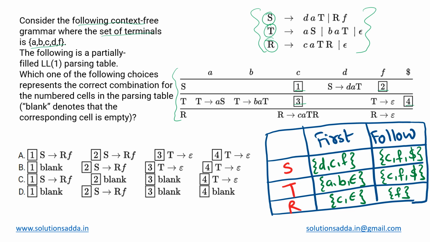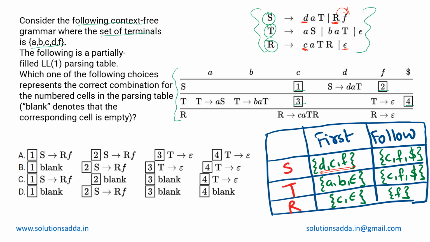As we can see, for S we have in the first D, C, and F. And how do we get them? As we can see here, in the first of S we have this D, and also the first of S will be first of R. So we go to R, and here we see C comes from this, so D and C, and also R can derive epsilon. So if R gets epsilon, then this next F is there, that will be taken. So we get D, C, and F as the first of S.